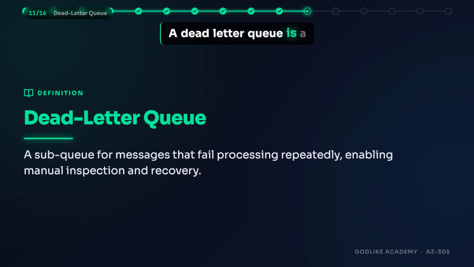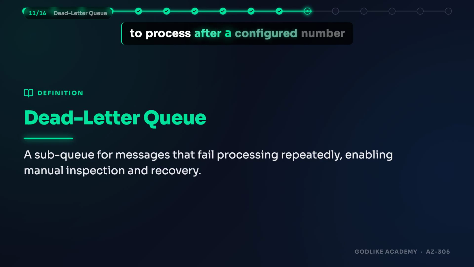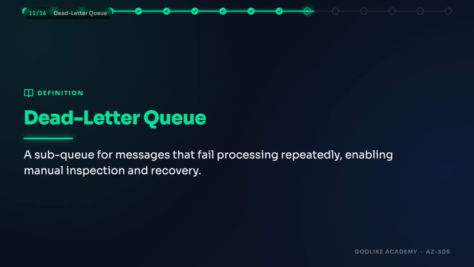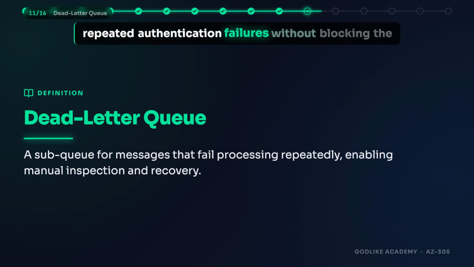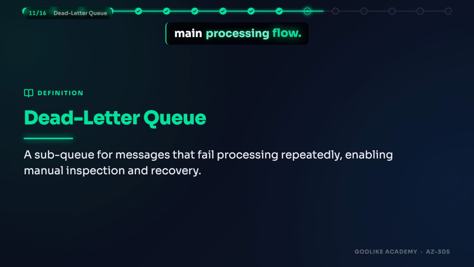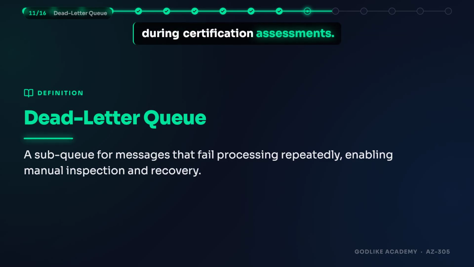A dead letter queue is a specialized sub-queue that captures messages failing to process after a configured number of delivery attempts. It acts as a mandatory safety net for manual inspection, allowing you to analyze malformed JSON payloads or repeated authentication failures without blocking the main processing flow. You will configure these via az servicebus queue create with dead lettering enabled. Ignoring this queue causes silent data corruption that violates compliance audit requirements during certification assessments.